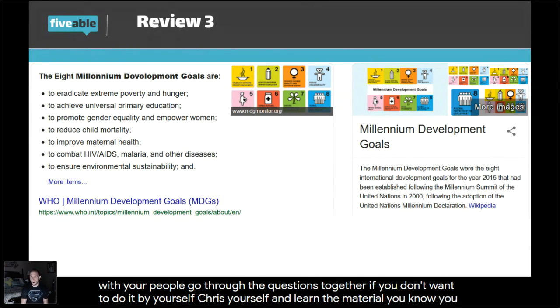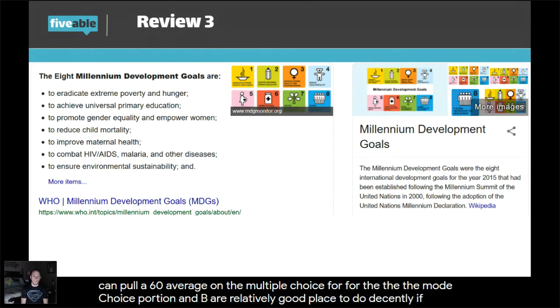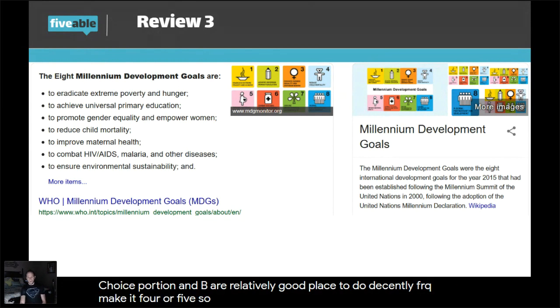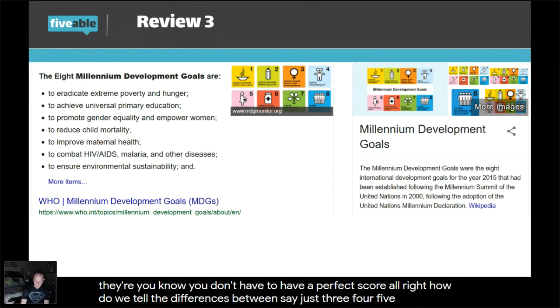You can pull a 60 average on the multiple choice portion and be in a relatively good place to do decent on the FRQ and make it a 4 or 5. So you want to do the best you can, but you don't have to have a perfect score. All right. How do we tell the differences between stages 3, 4, and 5 in the demographic transition?